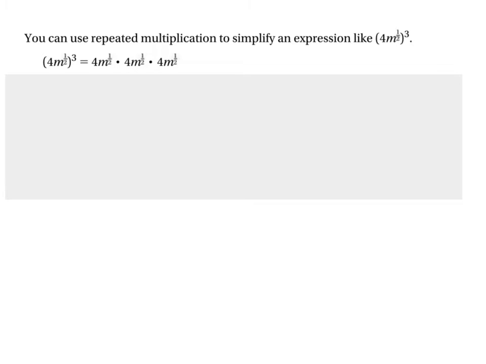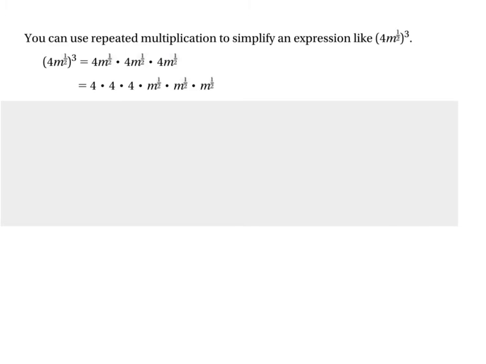Okay. Remember, if you raise something to the 3rd power, it means you multiply it together by itself 3 times. So we can take this and write it like this. And now, as you can see, we have this 4 getting multiplied together 3 times, just like this m to the 1/2 is going to get multiplied together 3 times. Okay? We reorder them. The commutative property says that we can rewrite their order to put all of the coefficients together and then put all of the powers with the same base together.